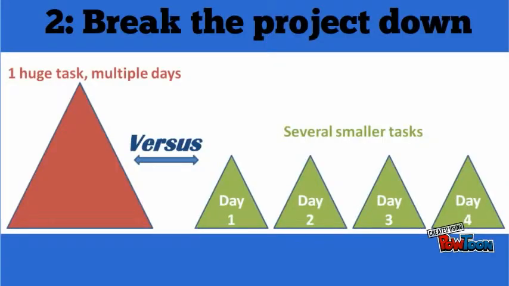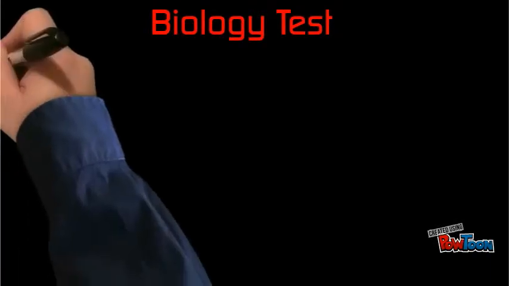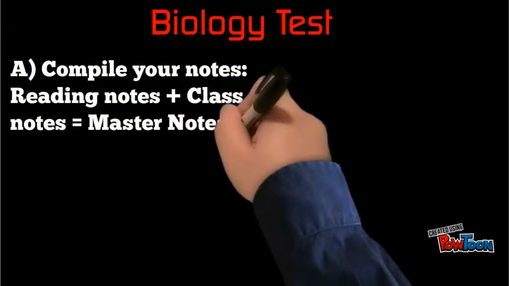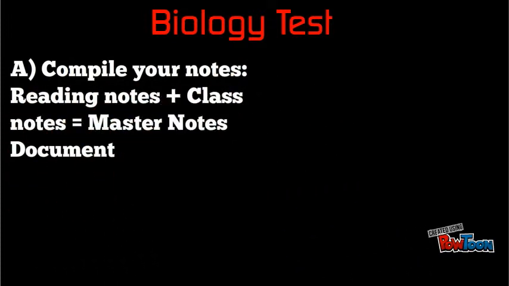Second, choose a project to start and break the project down into smaller tasks. Most assignments will fall into the category of tests or papers, so here's an example of how you would break down each. Let's say you have a biology test coming up. You would start off by A, compiling your notes. To do this, you will compile your reading and class notes into one master notes document.